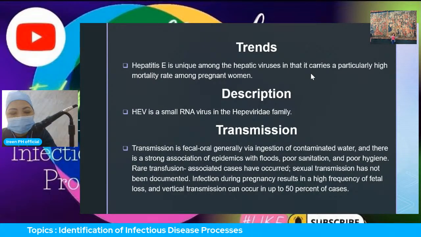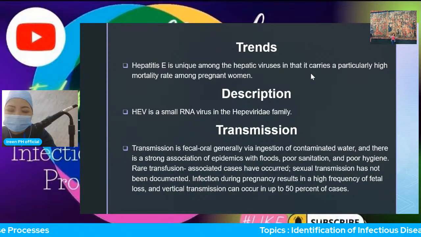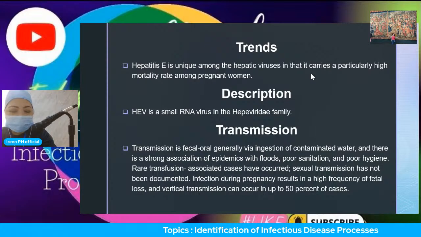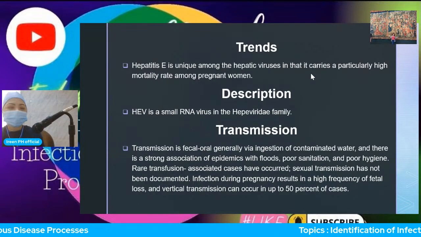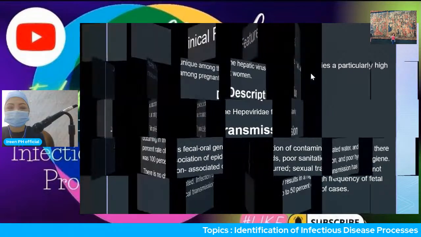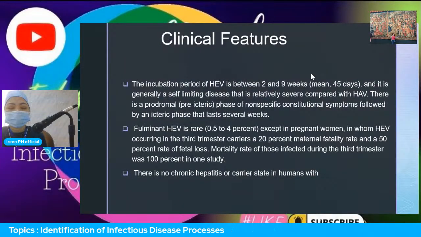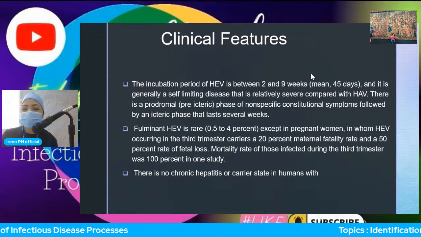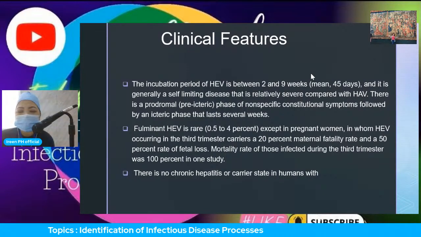Rare transfusion-associated cases have occurred. Sexual transmission has not been documented. Infection during pregnancy results in a high frequency of fetal loss, and vertical transmission can occur in up to 50% of cases. The clinical features: the incubation period of hepatitis E virus is between 2 and 9 weeks, averaging 45 days. It is generally a self-limited disease that is relatively severe compared with hepatitis A virus.